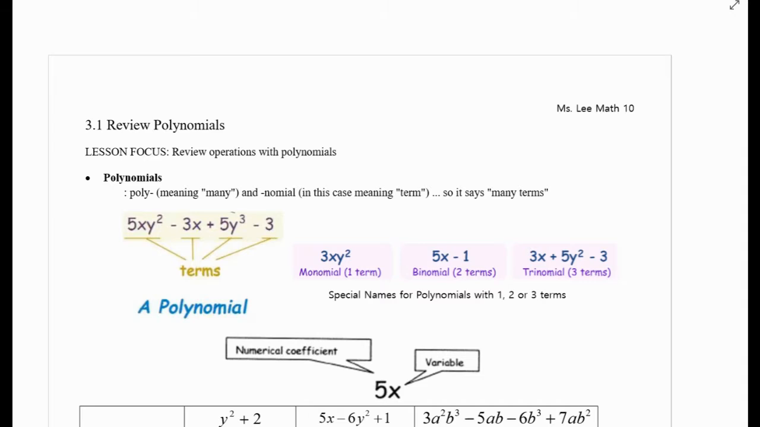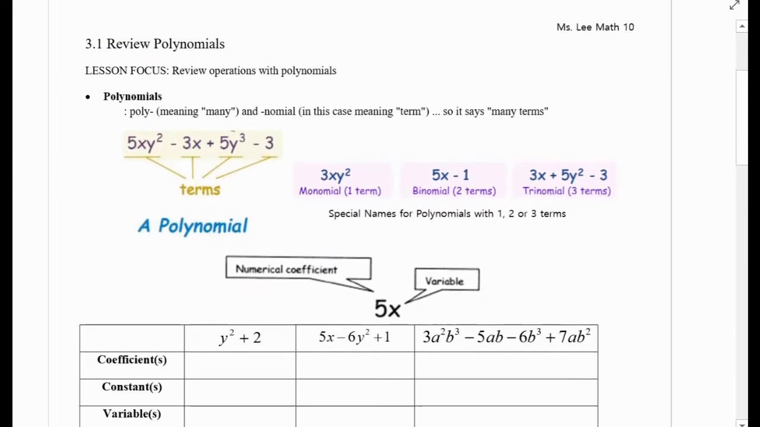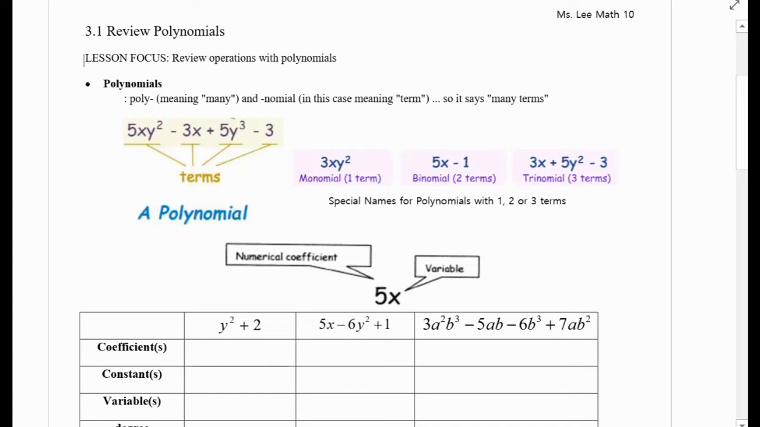Today we're starting a new chapter called Polynomial Operations. So before we start, we're going to review polynomials. We learned this in Math 9, so I'm going to review it. Hopefully you guys can remember this.